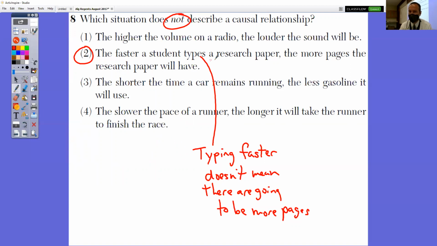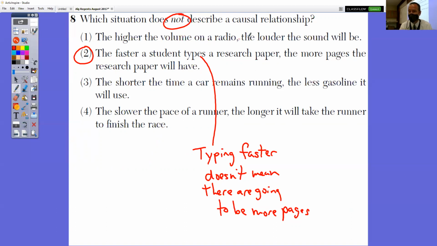The faster a student types a research paper, the more pages the research paper would have. That's not always going to happen. It all depends on how many pages you end up with, like how much material you have. You could type 1 page super quick. It doesn't mean that you're going to have more pages just because you're a fast typer. All the other ones are dependent on each other.